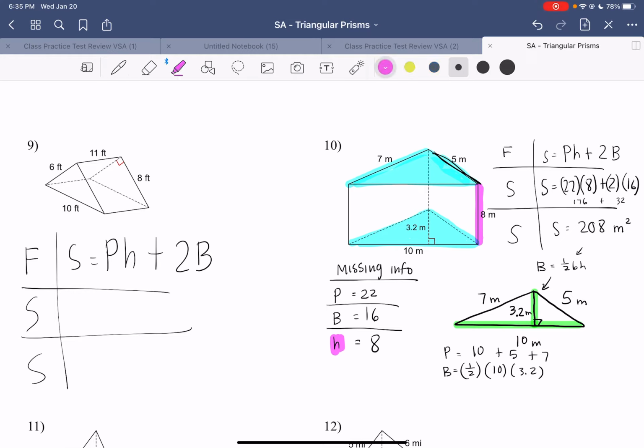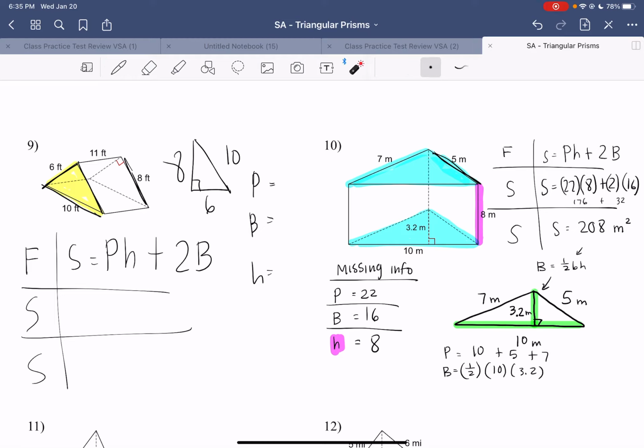We need to know what our base is. So our base is this in yellow here. When I redraw this, I'm going to orient it so my right angle is there. And we see that 6 is along the bottom. This here is 8, and 10 is along the other side. And P, B, and H are what's missing.